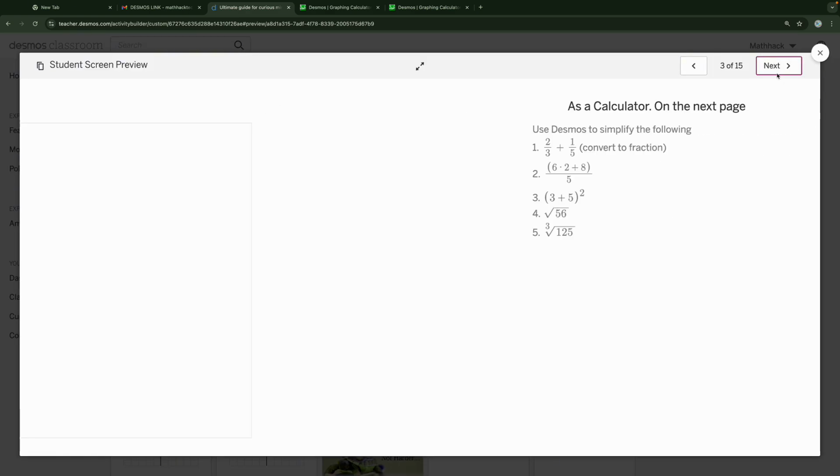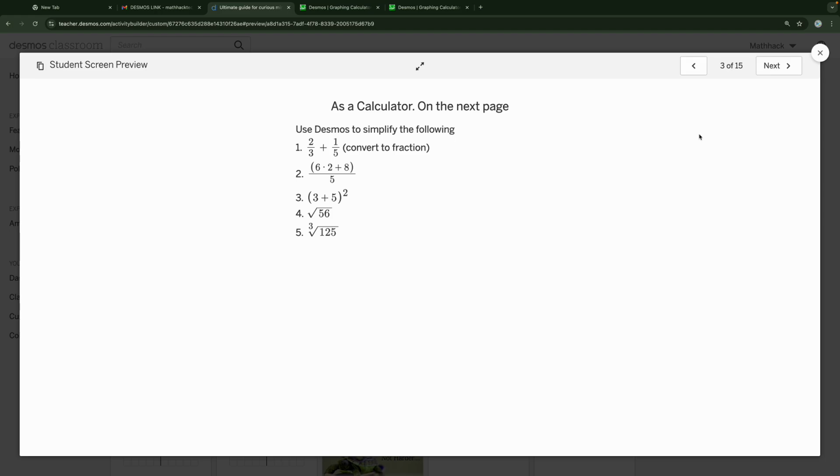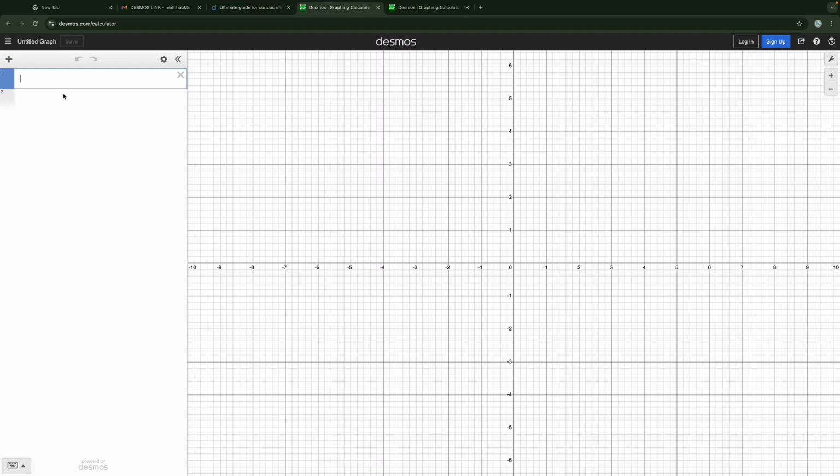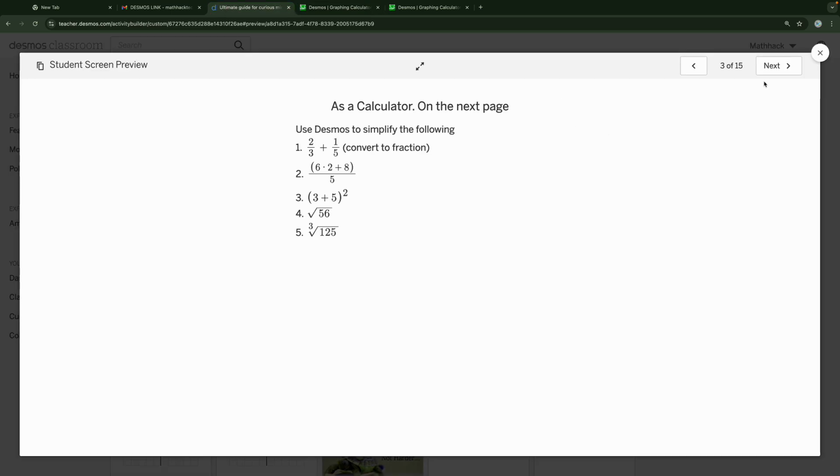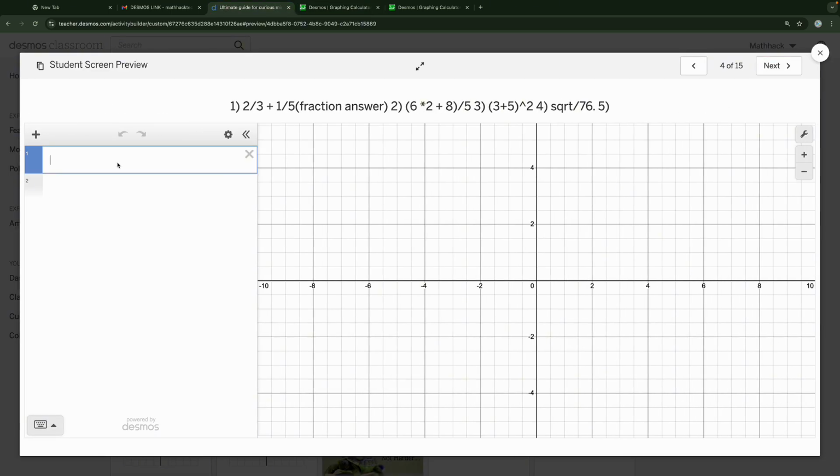The first one is how we are going to use it as a calculator. The Desmos Graphing Calculator can also function as a calculator, just like the scientific one. So I've posted some questions here. We are going to see how to solve these questions in the Desmos Graphing Calculator. The same question, when we put it in the scientific calculator, we might not even get the fractional bit, but in this Desmos calculator, we can type in the first question, which is 2 over 3 plus 1 over 5. So let's do 2 over 3 plus 1 over 5.